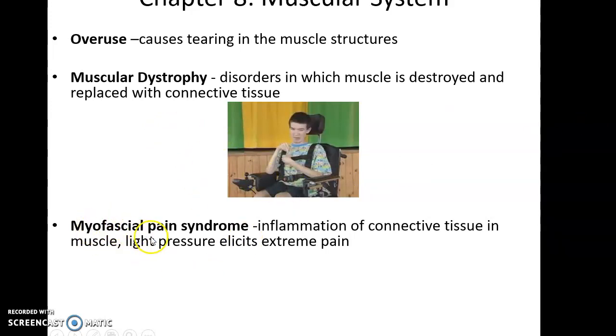And then there's also myofascial pain syndrome. Myofascial pain syndrome is inflammation of the connective tissues in a muscle organ. It can be any muscle, doesn't have to be in the face. And what happens is when someone gently touches that muscle with light pressure, it triggers severe pain. So severe pain from a light touch because of inflammation of the epimysium or perimysium or endomysium.